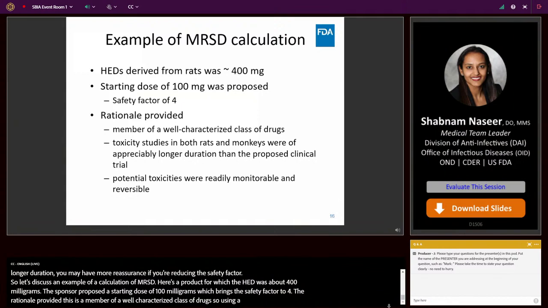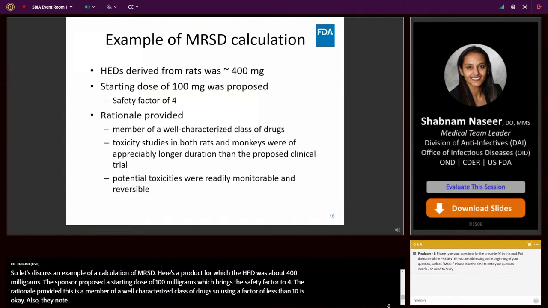Also, they noted that toxicity studies in 2 species were of longer duration than what was proposed in the clinical trials, and that these toxicities were readily monitorable and reversible.